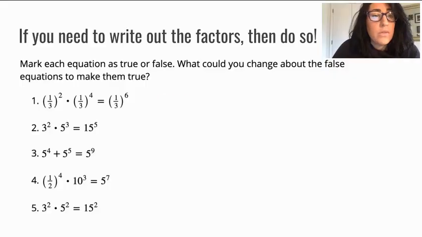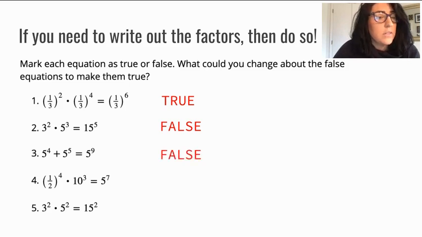Okay, so this first one we will say is true, especially because we see here that our bases are the same. They're 1/3 on both the left and the right side. So when you apply that rule, we can say that that's a true statement. 4 plus 2 gives us 6. If we also write the factors out, we would see that as well. This next one is false. You have 2 factors of 3, 3 factors of 5. That is not equal to 5 factors of 15.